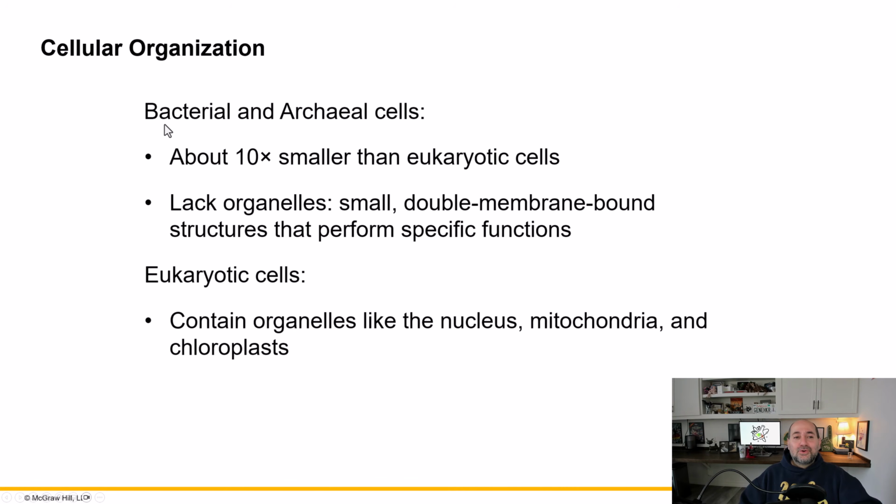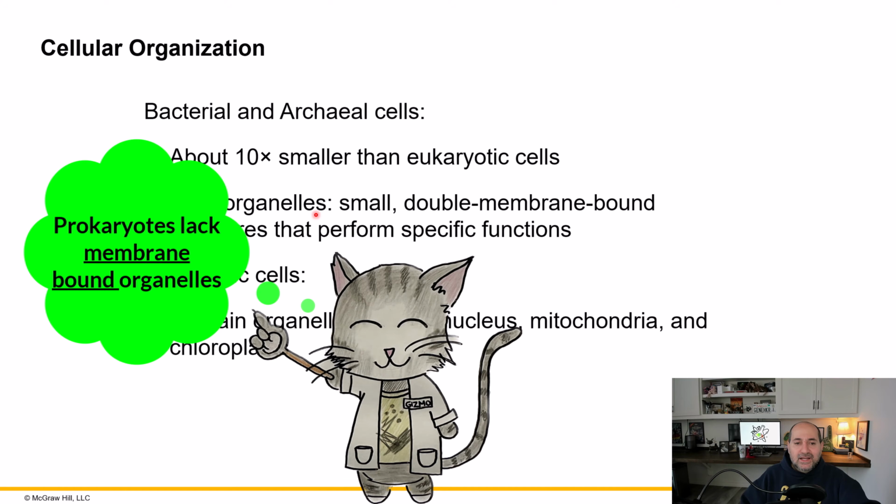Also, you should realize that bacterial and archaeal cells are much smaller than eukaryotic cells. And that makes sense, right? They don't have a nucleus. They don't possess membrane-bound organelles. Your textbook says that they lack organelles, but your textbook's a little bit misleading there. The bacteria and the archaea lack membrane-bound organelles. They lack organelles that have their own membrane.